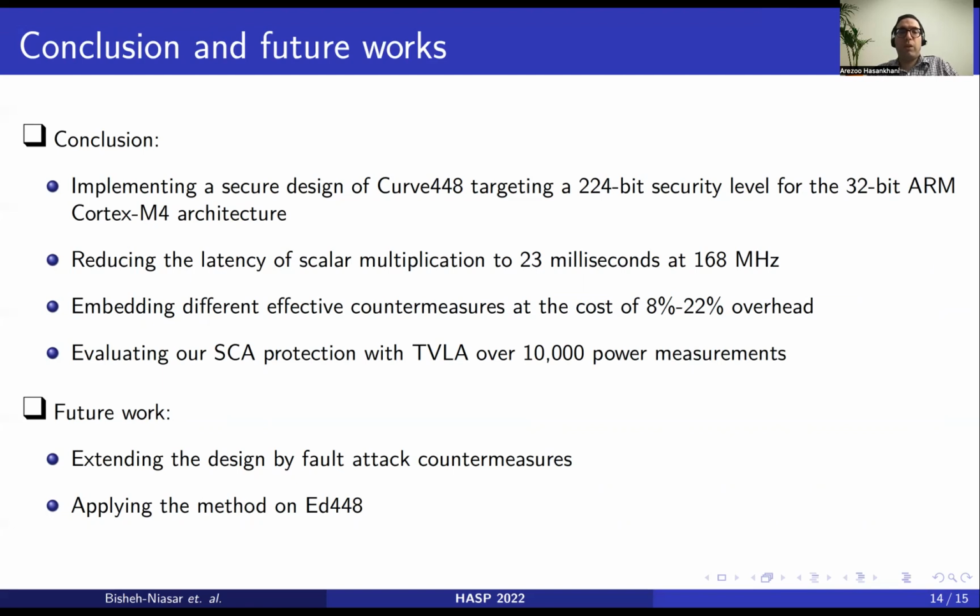For future work, we are going to extend our design by adding more fault attack countermeasures. And we are also trying to apply this method on Ed448 to have a secure signature algorithm.